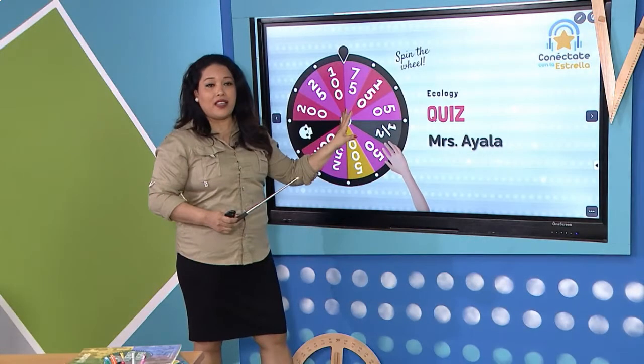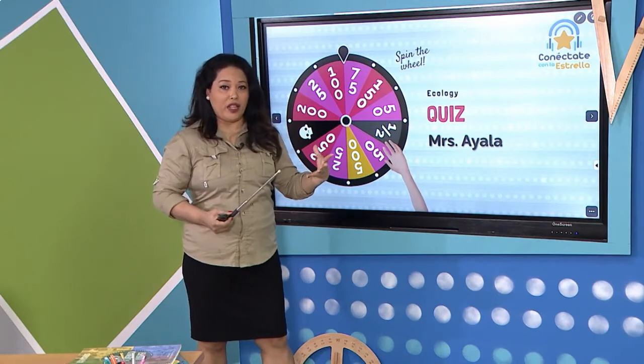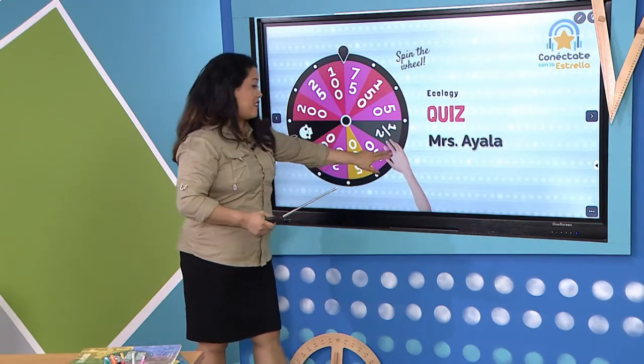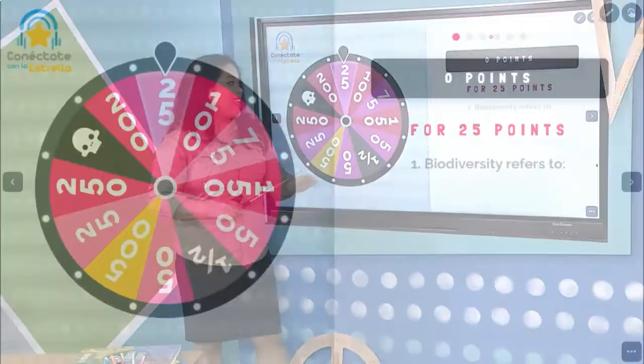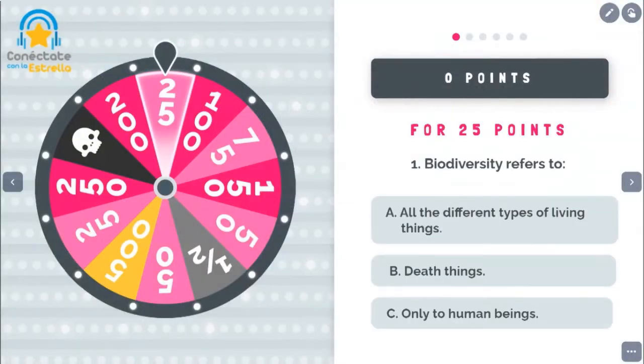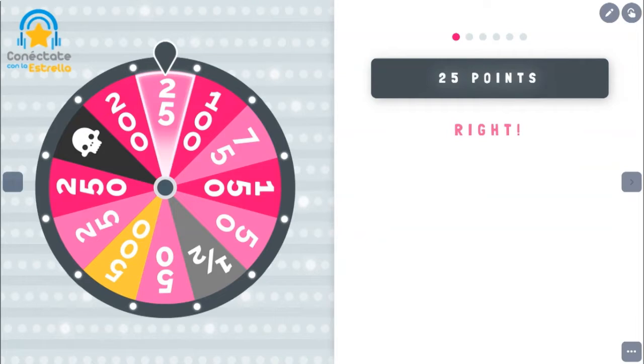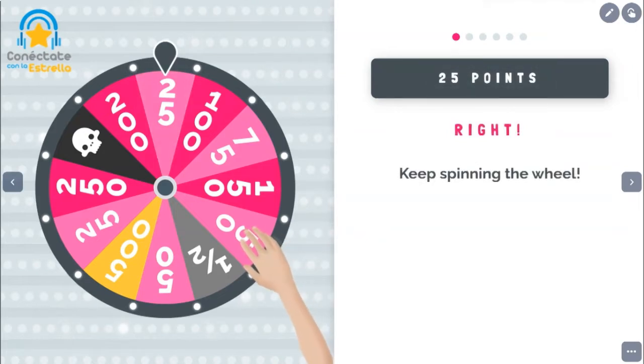Now, guys, we are going to spin the wheel. This is about what they said, okay? Let's see, you have the answer. 25 points if you answer correctly. Biodiversity refers to A, B, or C: all the different types of living things, dead things, or only the human being. A, very good, all the different types of living things, correct.